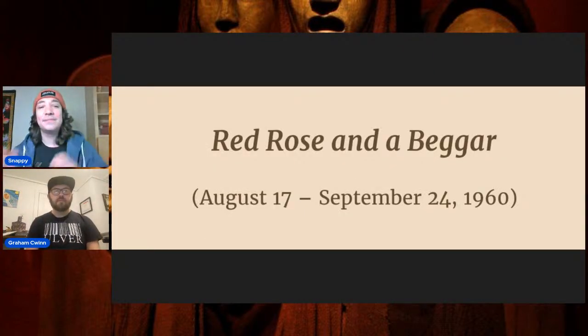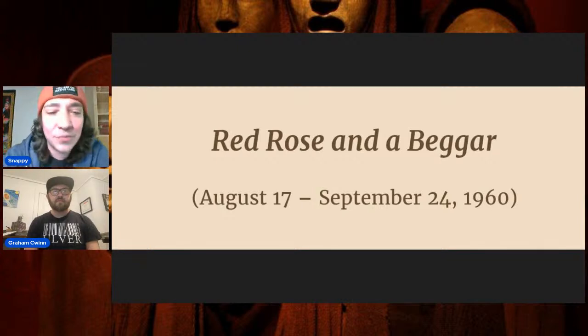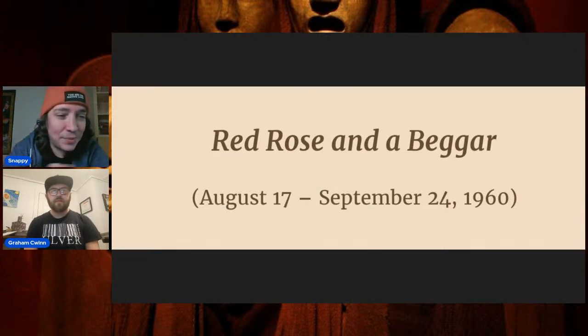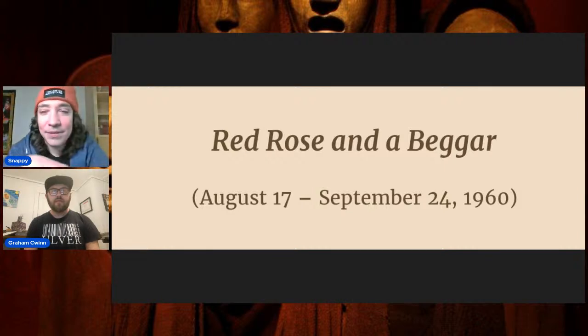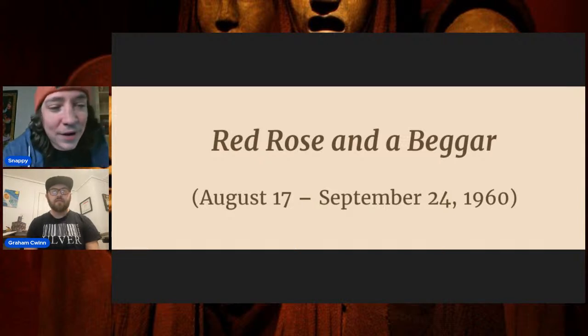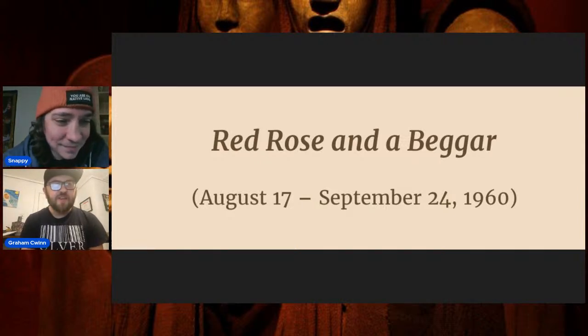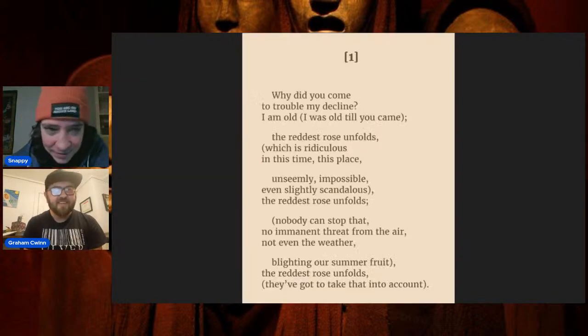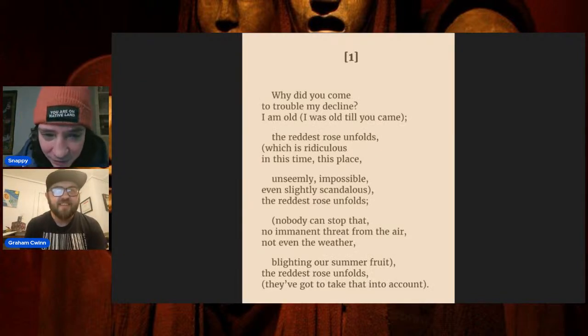It's beautiful. So we're going to start with Red Rose and a Beggar. And as we noted, the times are really important because they play into that whole birth. Red Rose and a Beggar. So before I dive in, did you have any comments or questions? No, let's do it. Okay, amazing. All right, so here we go.